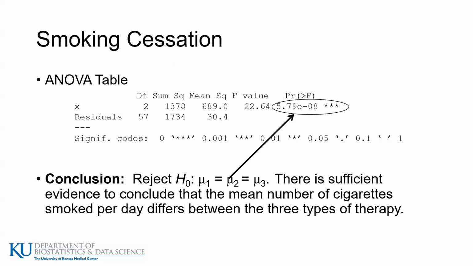So looking at the results, we can see that this case study led us to an F statistic of 22.64, which gives us a very small p-value. So in this case, we're going to reject the null hypothesis that the treatment means between the three treatments are the same. So this suggests that there's sufficient evidence to conclude that the mean number of cigarettes smoked per day differs between the three types of therapy.